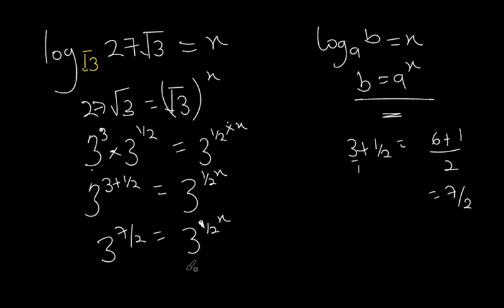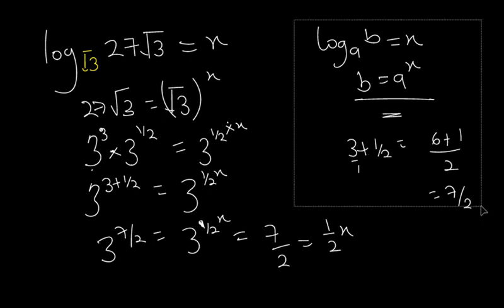So from here we can see that we have the same base, so we ignore the base and then what? We equate their powers. So from here we have 7 over 2 is equal to what? 1 over 2 x. So let me quickly get some space at the top over here.